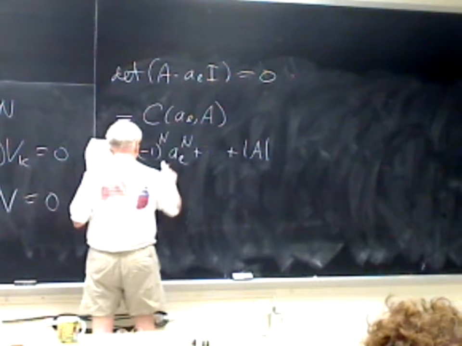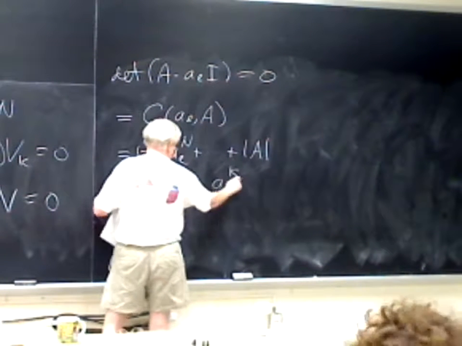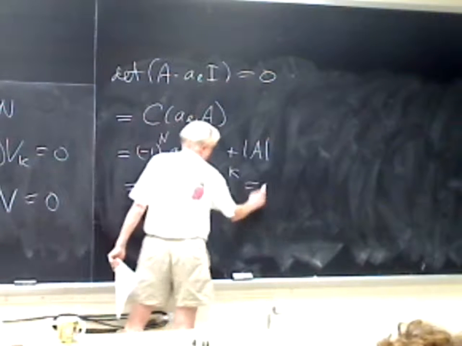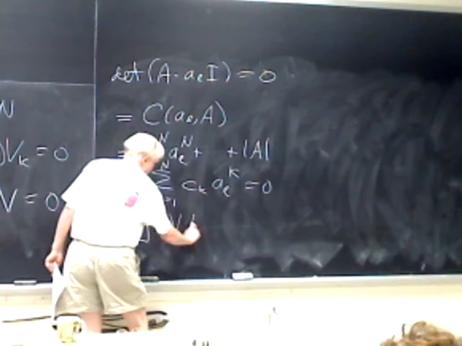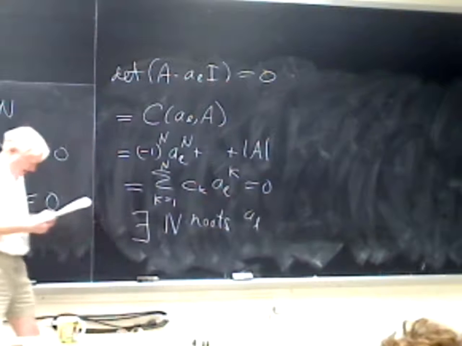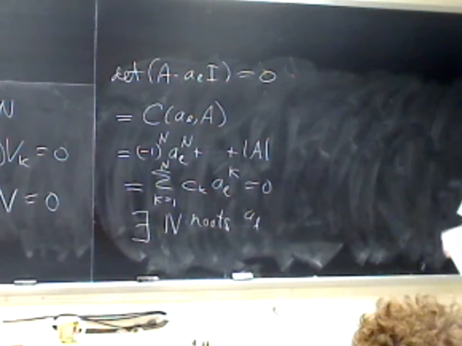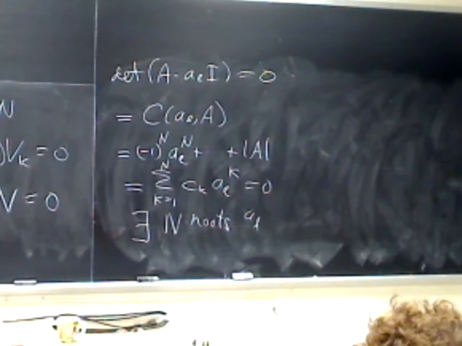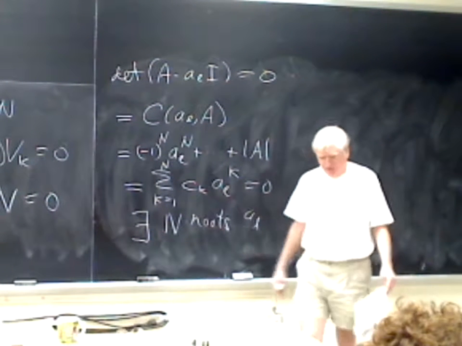Another way of writing this, of course, is the sum from k equals 1 to n of c_k a_L to the k. So it's a polynomial equation in a_L, and setting this equal to 0, we know there exist n roots a_L, somewhere, complex numbers. We'll prove that theorem, as I said, in the chapter on complex variable theory. And so we know we can find n solutions of this equation.